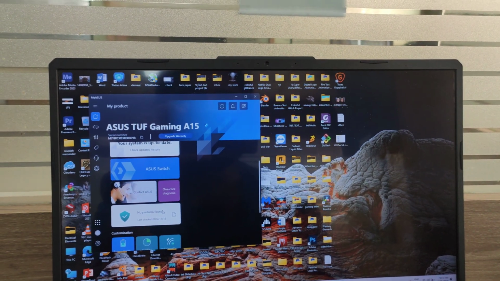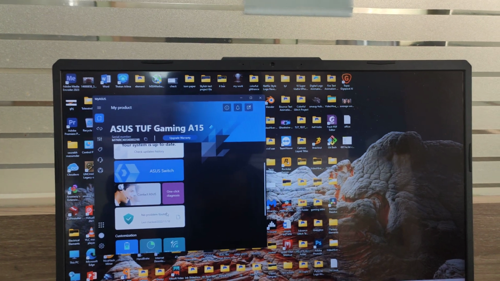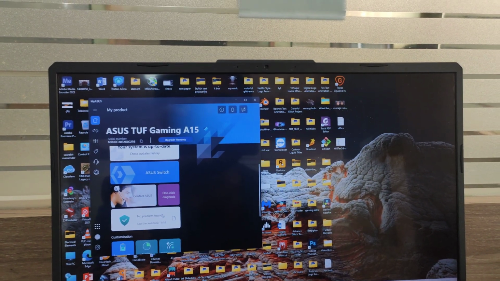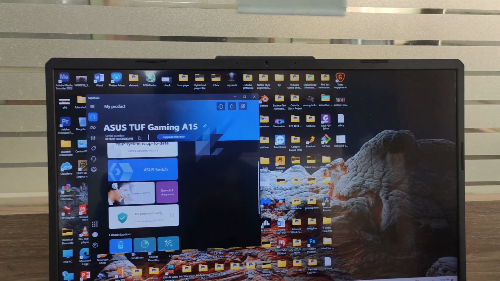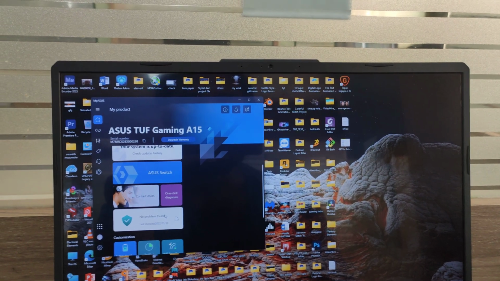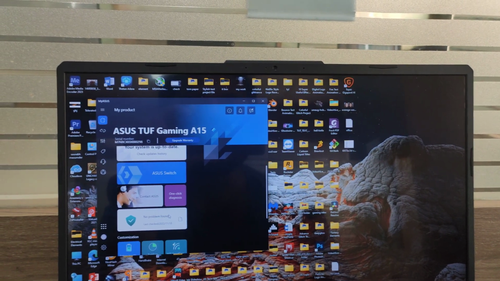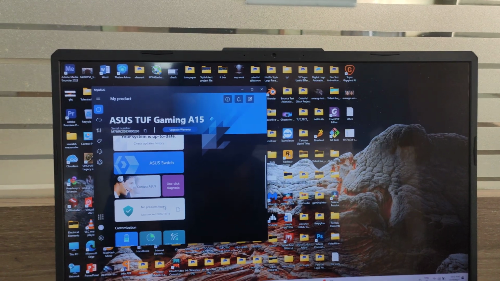I think ASUS and some of the other gaming laptops are having the same issues with 144Hz, and they should come up with some fix or some driver fix for this in the latest Windows patch or update.